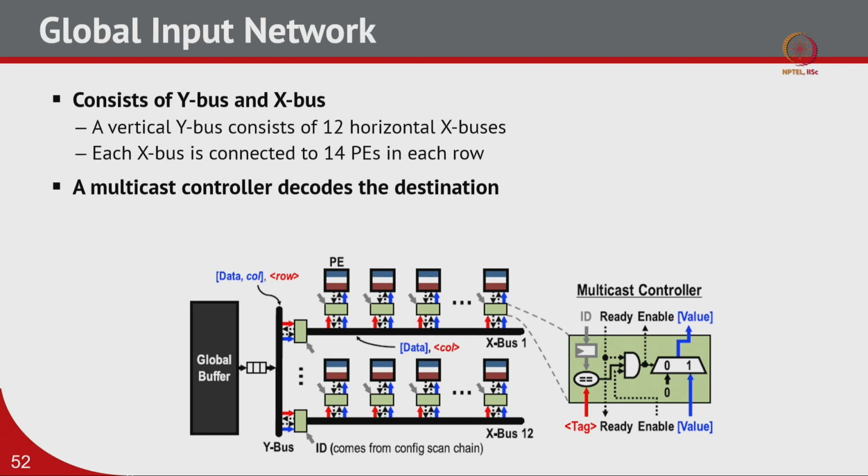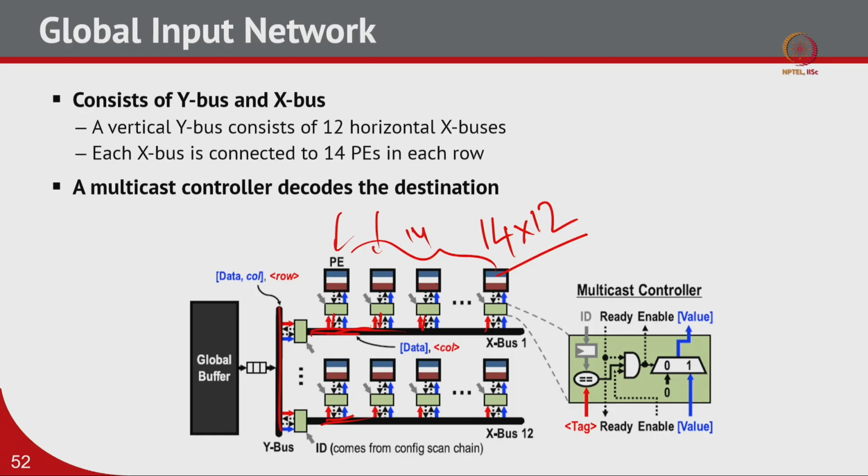Now, as I was saying, there are multiple components in this IRIS accelerator. There is a global input network which consists of a Y bus and X buses. There is a vertical Y bus which connects 12 horizontal X buses. Remember, we have a 14 by 12 PE array, which means there are 12 rows, that is why we have 12 horizontal X buses. Each X bus is connected to the 14 PEs in its row, since there are 14 columns.